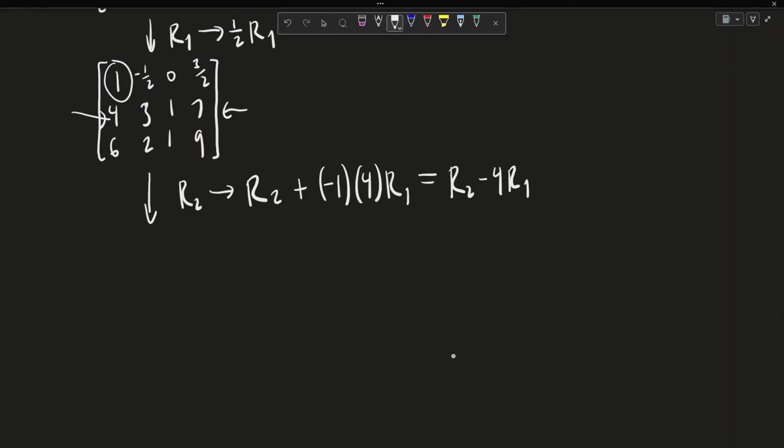So what this looks like is row 1 again remains unchanged. Then in row 2 we subtracted 4 here. We then have negative 4 times negative 1 over 2, which is positive 2, so we add 2 here to get 5. This remains unchanged. Then we have negative 4 times 3 over 2, which is negative 6. So we have 7 minus 6, which is 1. And then the bottom row remains unchanged.